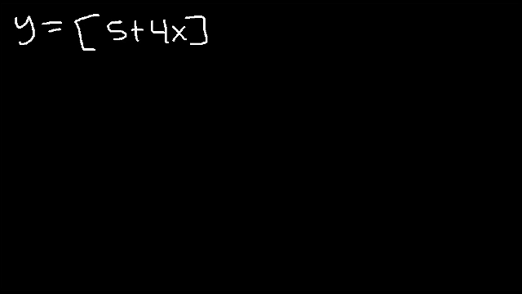Now let's say if y is equal to 5 plus 4x raised to the fourth power multiplied by 7x minus x squared raised to the fifth power. How can we find the derivative of this expression? So if you notice, we have a product rule combined with a quotient rule.